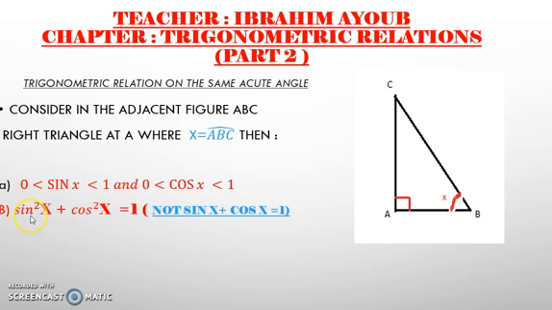The second rule is the most important rule, since it's the most used in trigonometry. It is that sine square of x plus cosine square of x is equal to 1. And be careful about the square. It's not sine x plus cosine x equal to 1. And the third rule is that tangent of x is equal to sine x over cosine x.